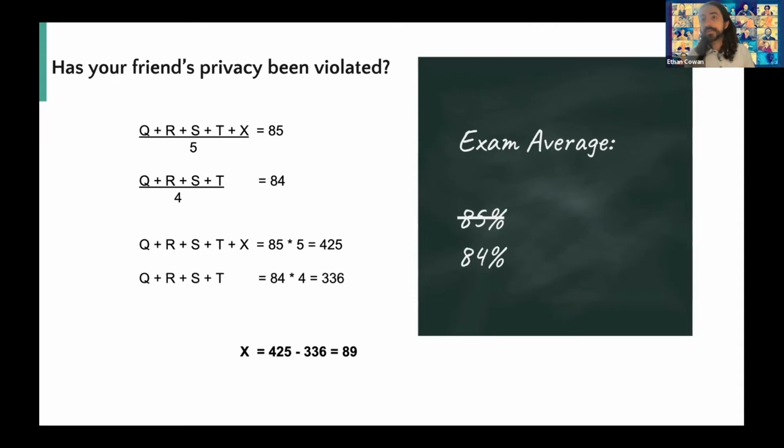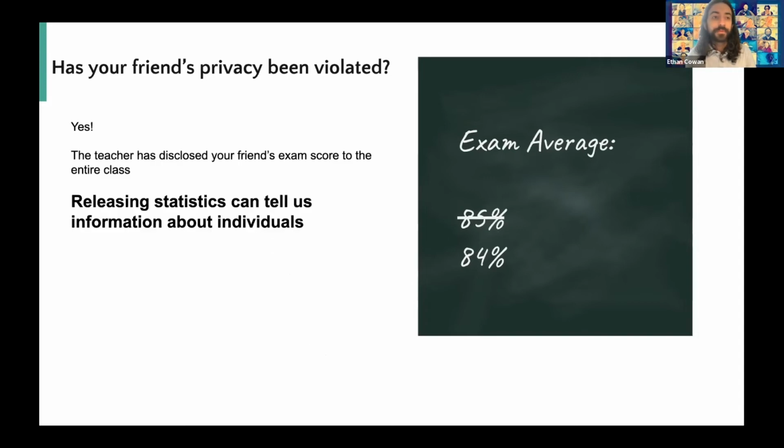So what just happened here? It turns out that by releasing the mean before your friend dropped and the mean after your friend dropped, the teacher has actually indirectly given us your friend's exam score. So in conclusion, the most important thing to take away from this is that releasing statistics can tell us information about individuals.